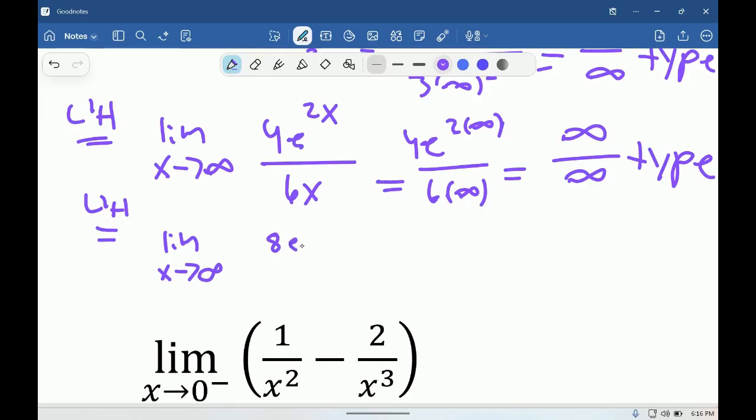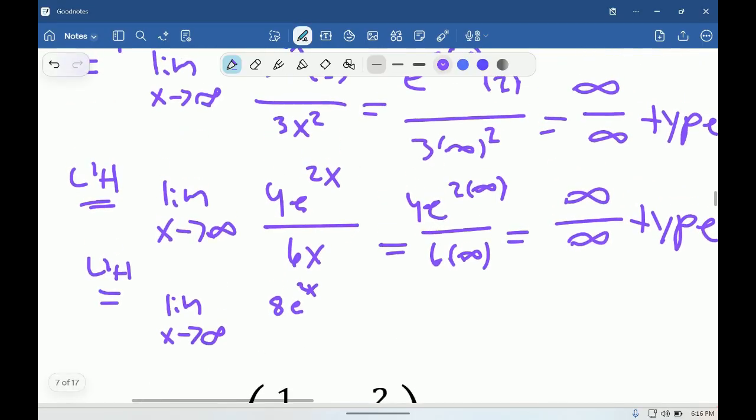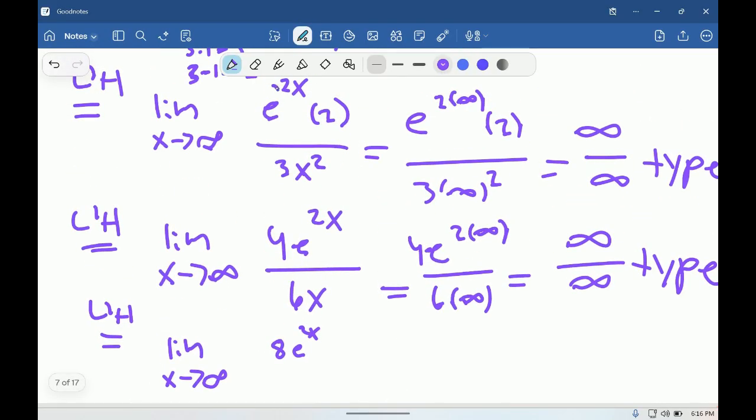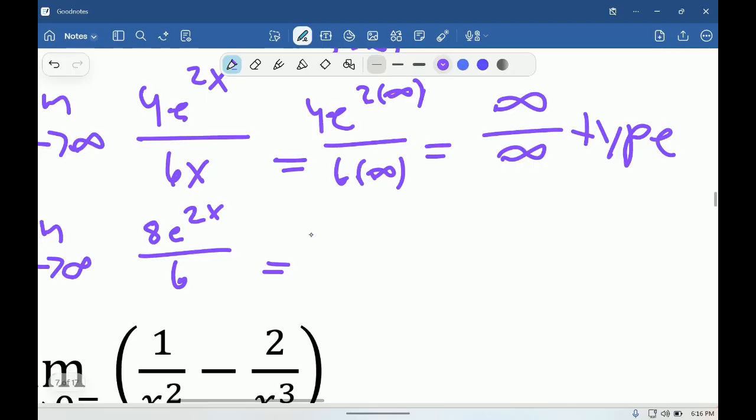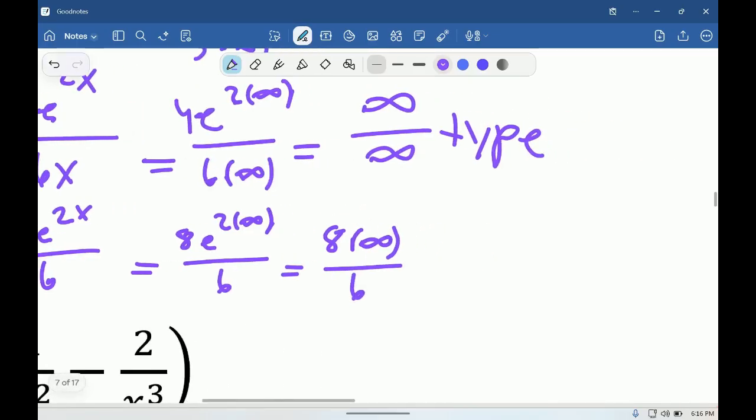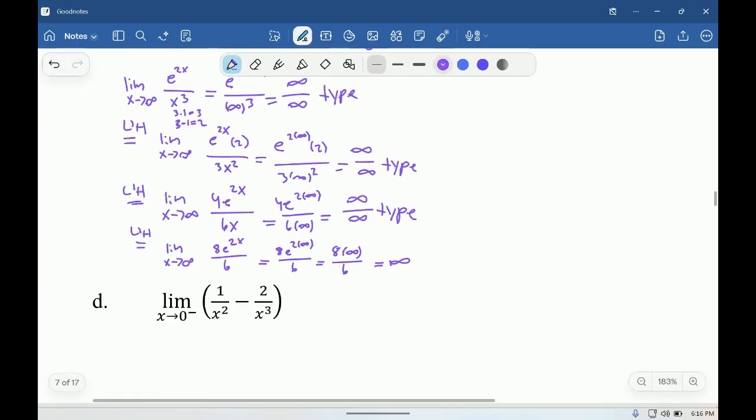We're going to get 8e to the 2x over 6, and we're going to keep going because we were going to multiply this to the initial number. Rewrite that. 8e to the 2x over 6. We plug in our positive infinity. We're going to get 8 times infinity over 6, which equals infinity. That's going to be your solution to that one.